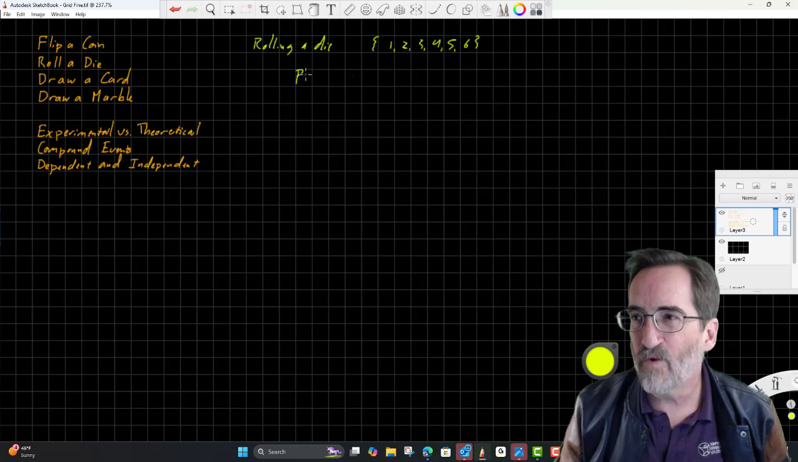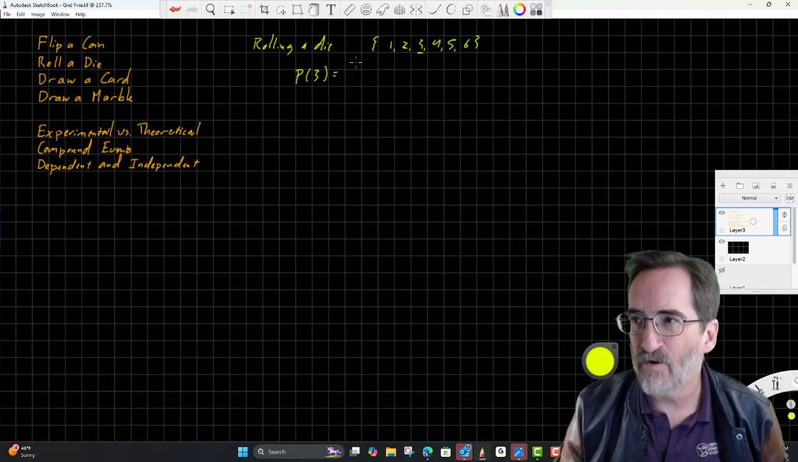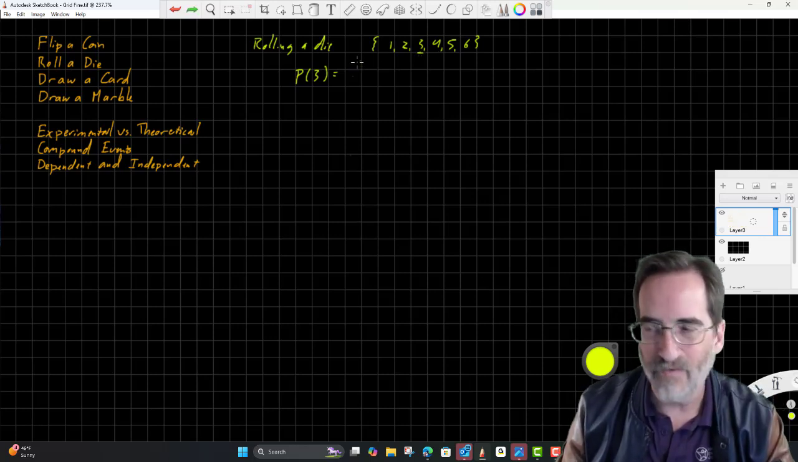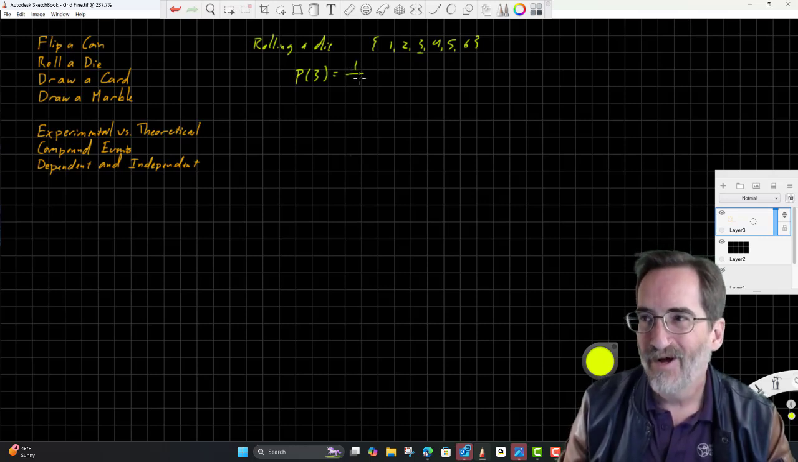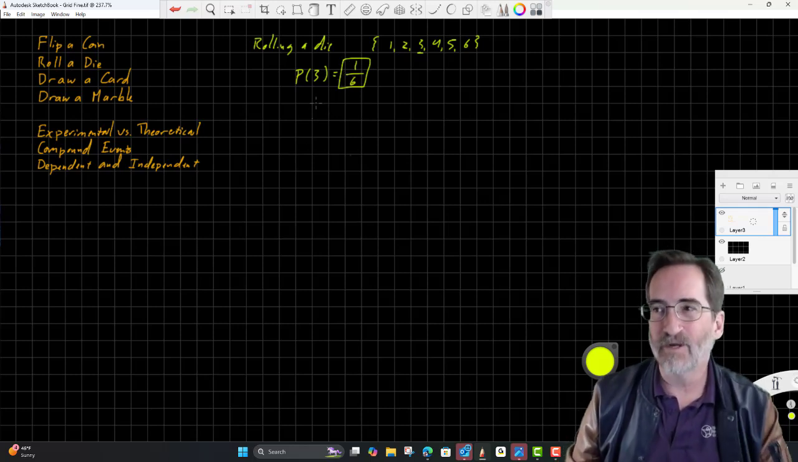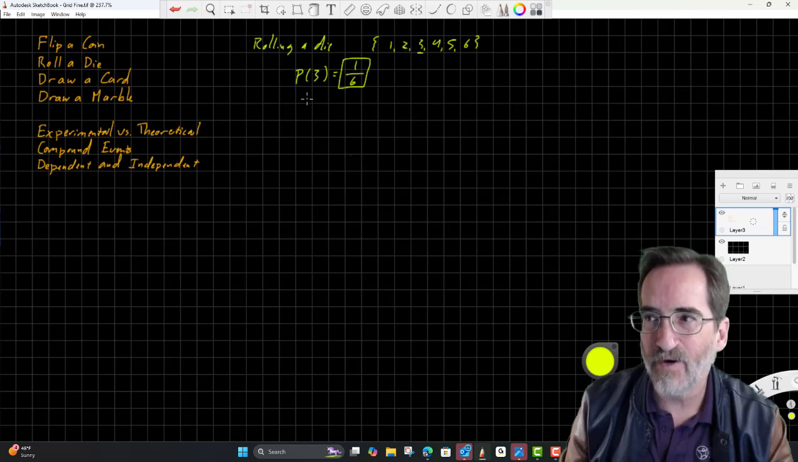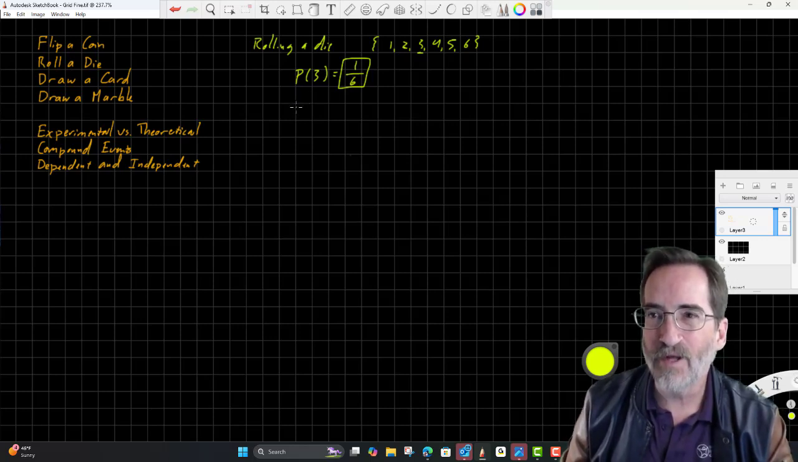So let's say, what is the probability of getting a 3? Well, how many 3s are there in the sample space? There's 1 of them. Don't let the value become the number. There's 1 3, and there are 6 possible outcomes. So the probability of getting a 3 is 1/6, or 1 out of 6. And I'm not going to take the time to do the arithmetic to figure out the decimal and percent values. Okay? That's rolling a die.